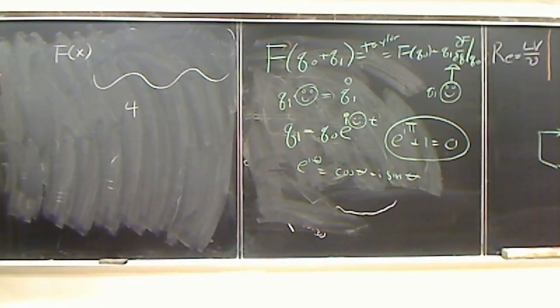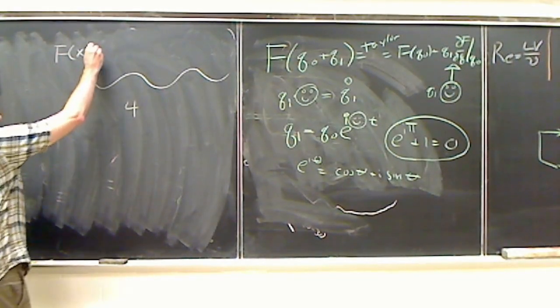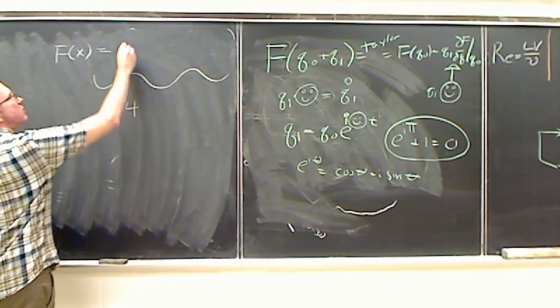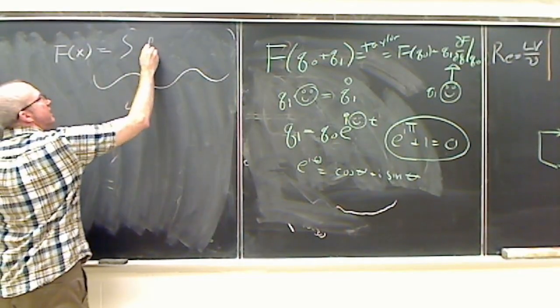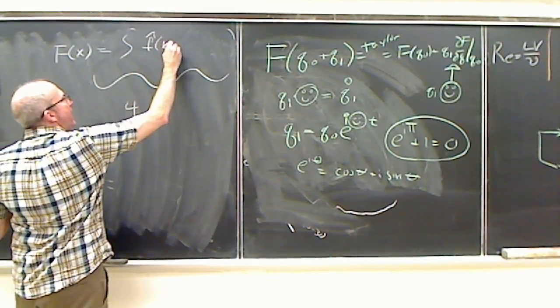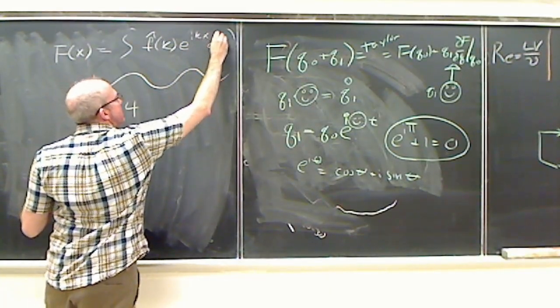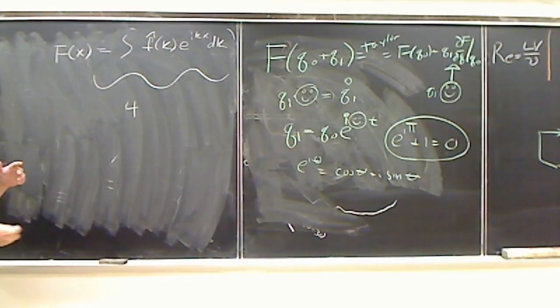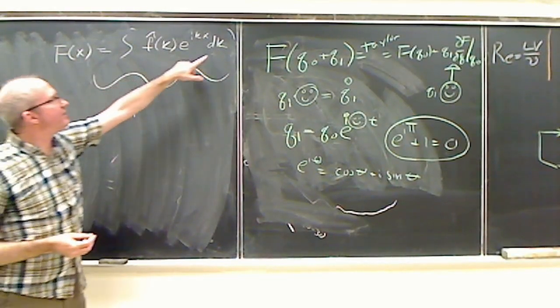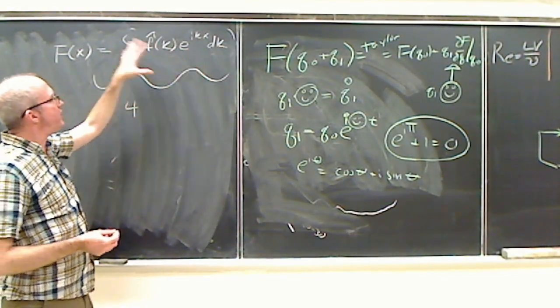So for us, what can we say? I have f of x, and it is some series of sines and cosines. We're going to write this as the integral of f hat of k e to the i k x dk. You always have to remember where the k is. What are you integrating over? What are you changing into what?